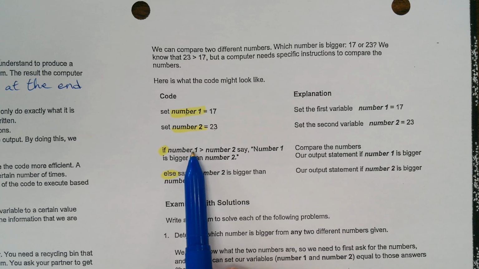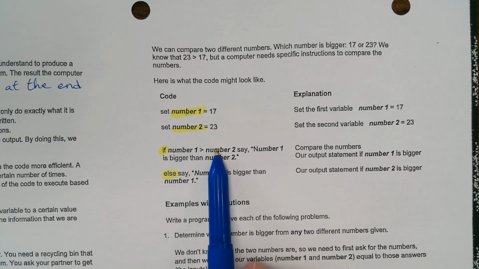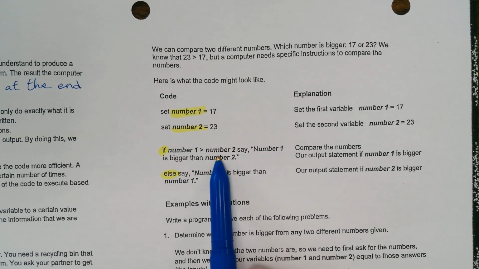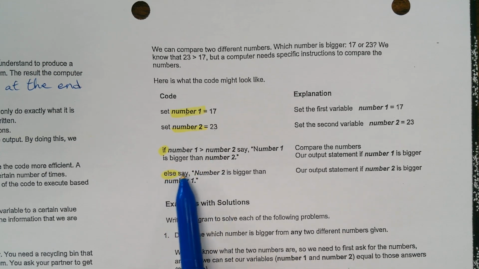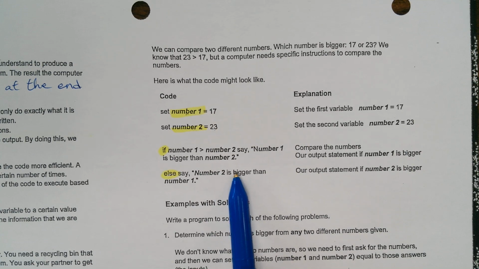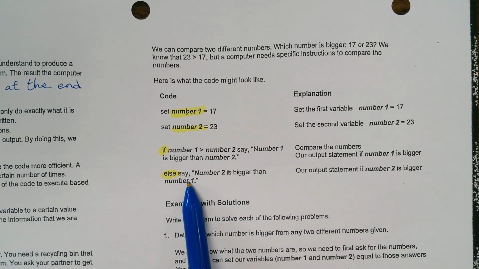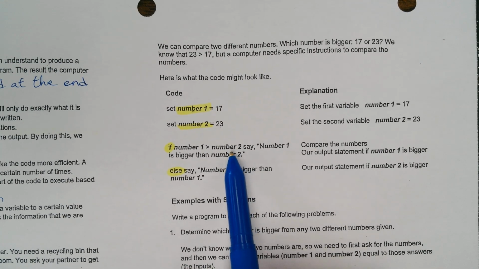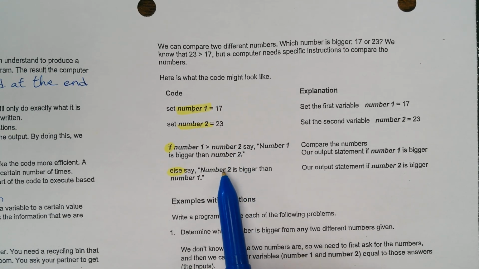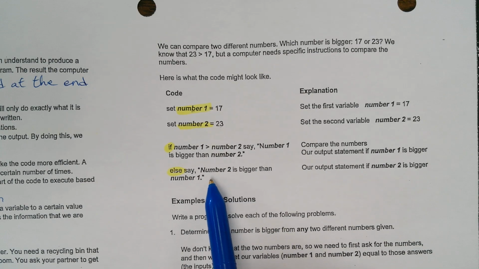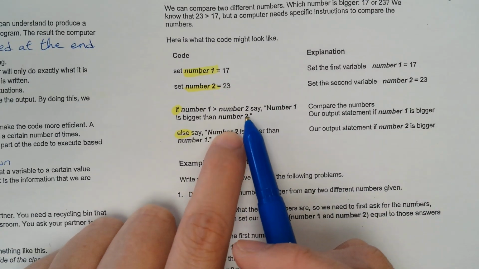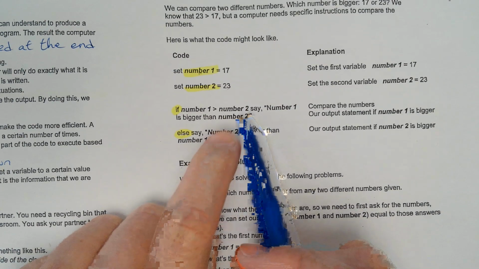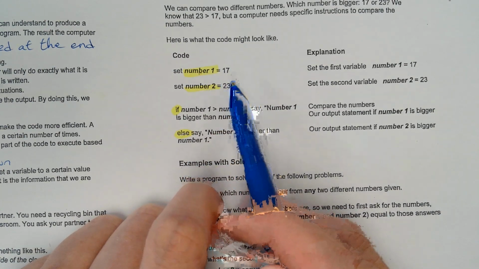If number 1 is greater than number 2, then say 17 is bigger than 23. Otherwise, say 23 is bigger than 17. Right? So when I press the F1 button, my output is going to tell me a sentence. But be very careful right here. When it says the sentence, it won't say number 1 is bigger than number 2. It will actually tell me the actual number.